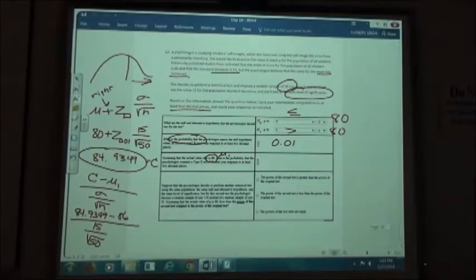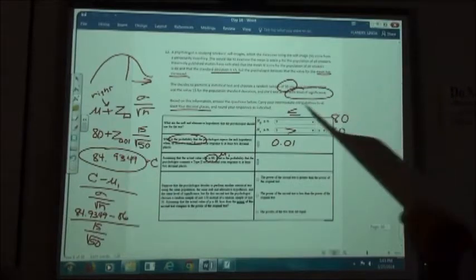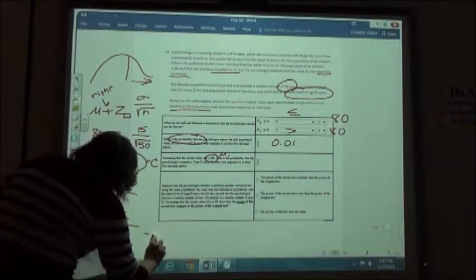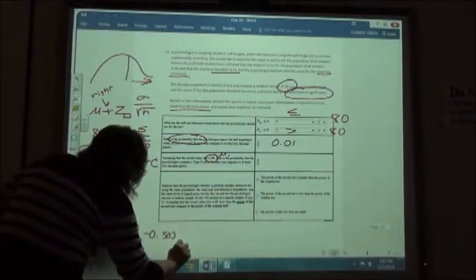Okay, 84.9349. Maybe you didn't have a point. 9349 minus 86 equals, or enter, yep. There we go. Divide that by 15 divided by the square root of 50. Equals. That looks better. So, we come up with negative 0.502, right?